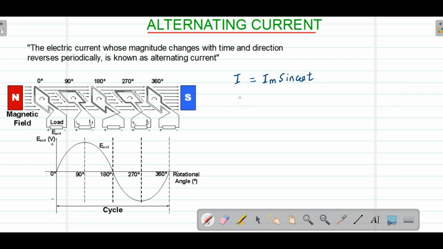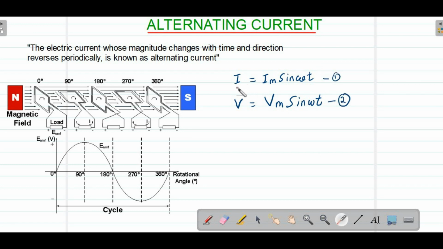The same way, the voltage in the circuit also can be represented as V equal to Vm sine omega t. Now, to understand this lesson thoroughly, we should have a clear idea about these two equations, the equation of current and voltage. Okay. This is equation number 1, this is equation number 2.